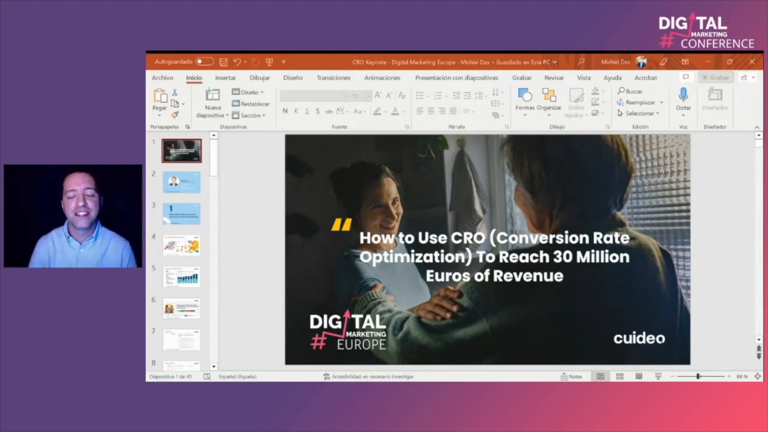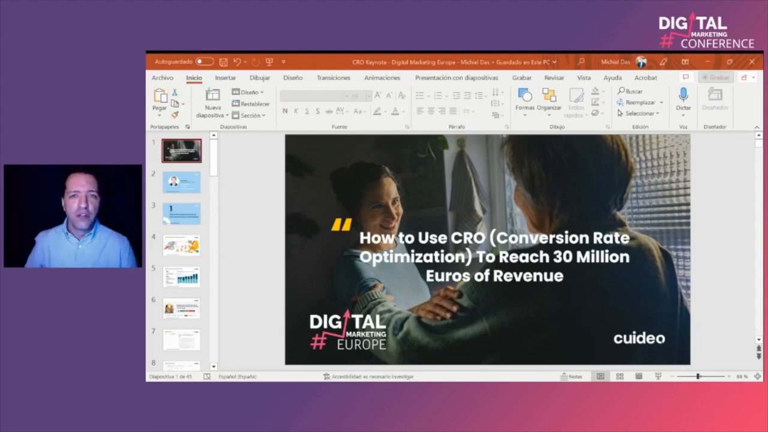So my name is Michiel. I'm the Chief Marketing Officer at Quideo. Quideo is a startup operating in Spain and in France. Today I'm going to tell you a bit more about how we're using conversion rate optimization in our specific niche, because we're not in the typical industry that one relates to when we're talking about marketing, but there's a huge potential in our niche. And I'm going to show you a few tips and tricks so you can also implement CRO strategies in your marketing campaign.